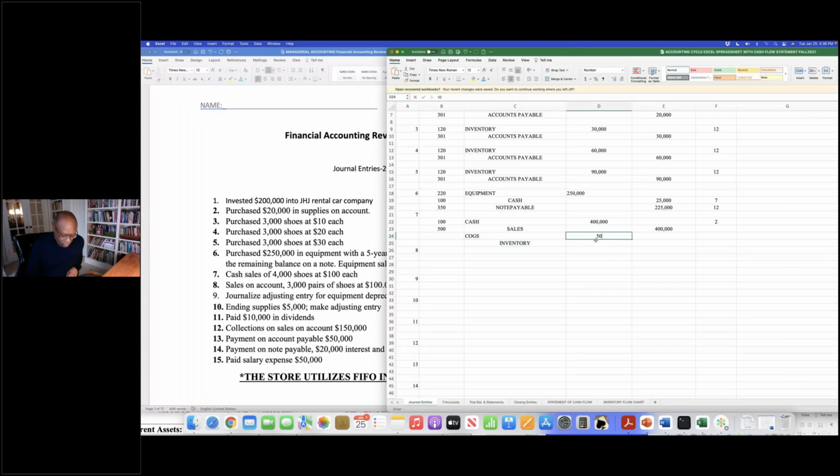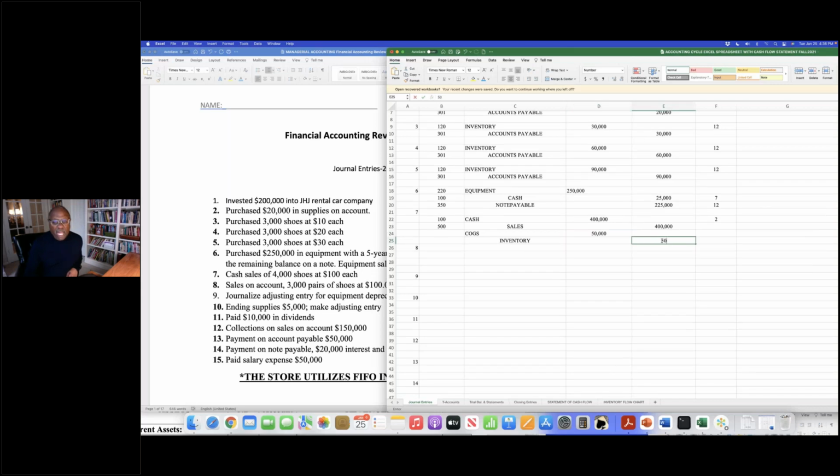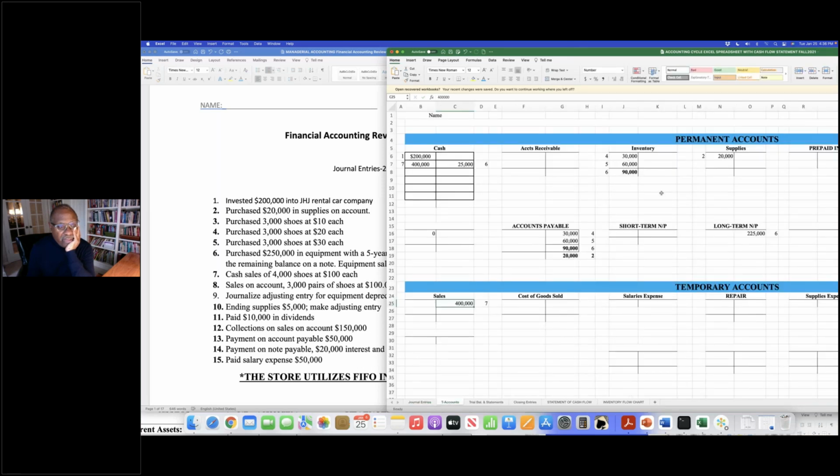50,000. And we, of course, are going to do what? Got to post this to the T accounts. So in journal entry 7, we're going to credit inventory for 50,000. And we're going to debit what? Cost of goods sold for 50,000. Are there any questions?